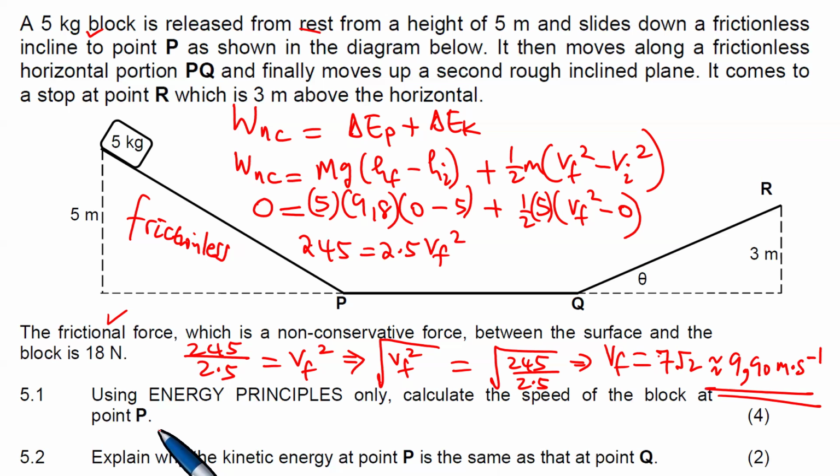Think about these and make sure, since you sent me the answers through the chat, that you understand that. Explain why the kinetic energy at point P is the same as that at point Q. The kinetic energy here is the same as that one there. Let's check this one. It then moves along a frictionless horizontal section PQ, frictionless.